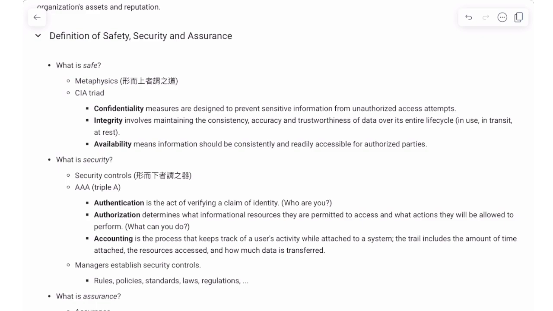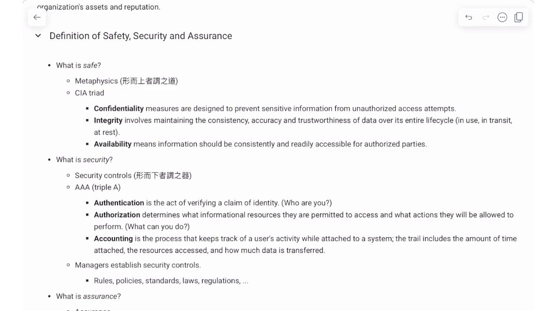But actually, those bosses do not know how to implement confidentiality, integrity, and availability in their systems by hardware or software. So this level of security is managed by middle level managers. They know a lot of different tools and technologies, or they know how to establish security rules or policies to implement AAA so that CIA can be fulfilled. The AAA is authentication, authorization, and accounting.